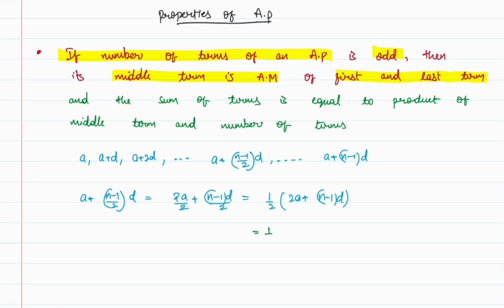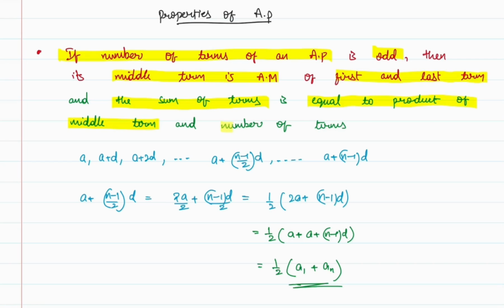So this will become 1 by 2 times, we can write 2a as a plus a, plus (n minus 1) into d. Here we can see that a is the first term, so this is 1 by 2 into a1 plus a plus (n minus 1) into d, which is the last term. So this will become half of (a1 plus an), which is the arithmetic mean of a1 and an. And we can say that the sum of terms of this AP will be equal to the product of the middle term and the number of terms.